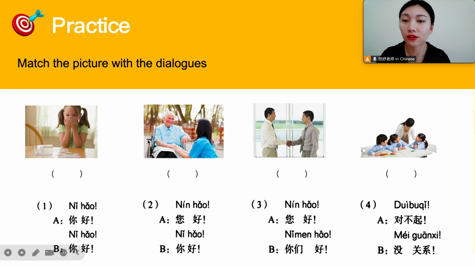Alright? Okay, let's do a practice. Please match the picture with the dialogues. So we can see there are 4 pictures and you need to match the 4 dialogues with the pictures. And now I will give you maybe 20 seconds to do it and then I will tell you the answer. Okay? 1, 2, 3, go.